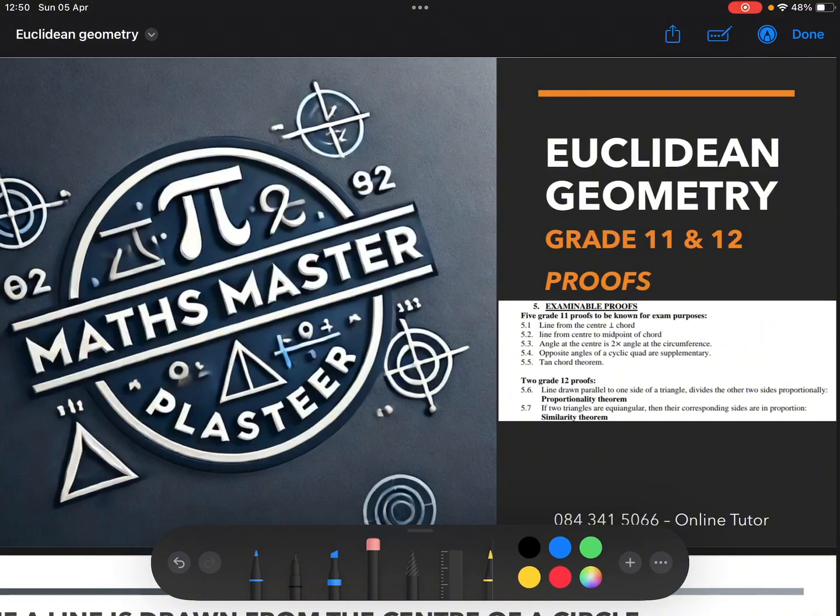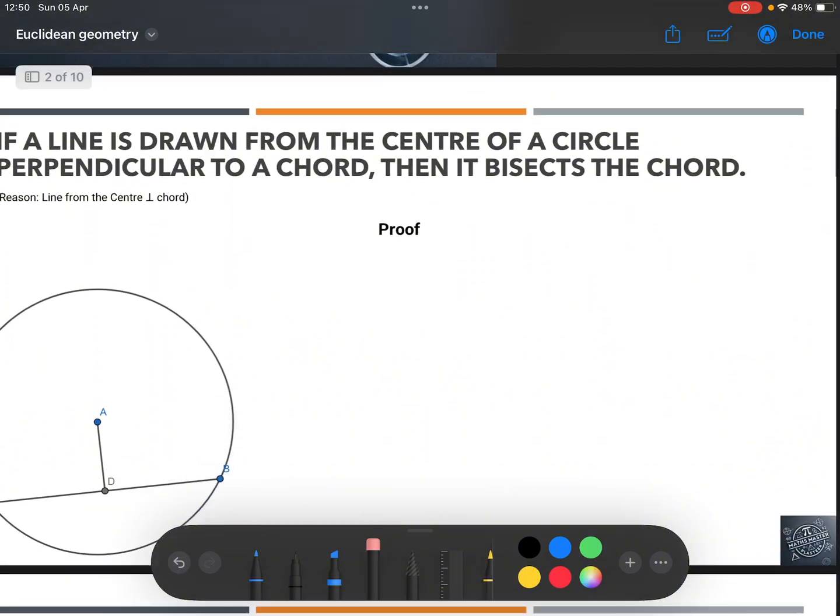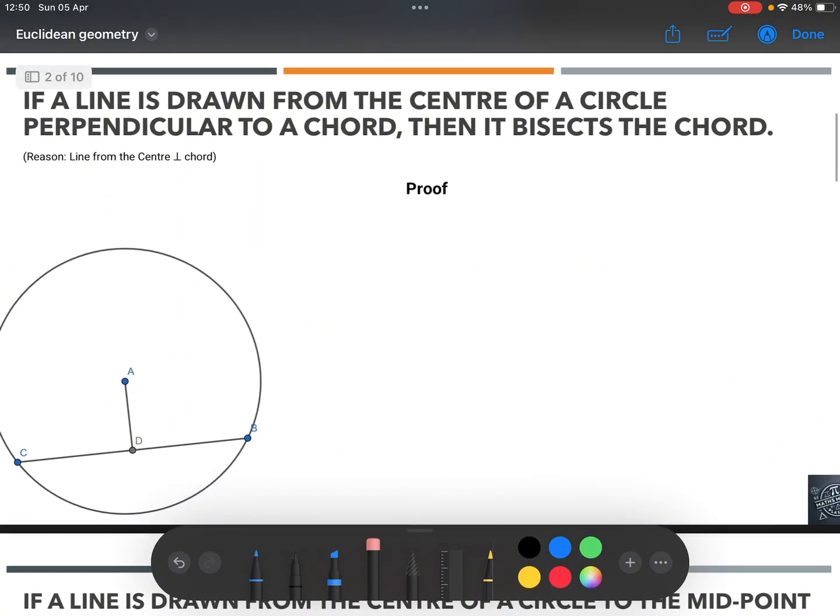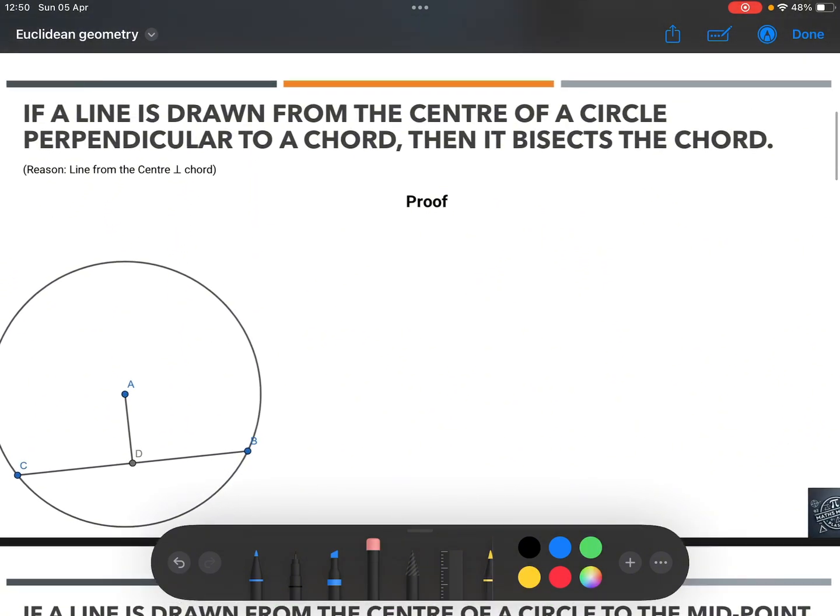So the guideline, or the unit 5, was extracted from the last push, from KZN last push, which was compiled obviously by the KZN Department of Education. So now let's look at the theorem, starting from the first theorem, which states that if a line is drawn from the center of the circle perpendicular to the chord, then it bisects the chord.